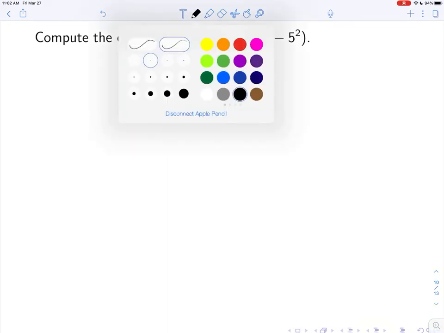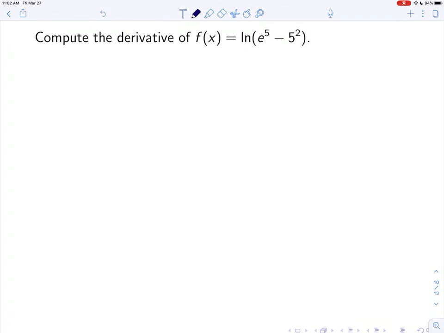Hopefully, you didn't say that f prime was 5 e to the 4th minus 5 over e to the 5th minus 5 squared. This is a trick problem. e to the 5th is a constant. This is constant. Ln of a constant is a constant, and so it follows that f prime of x is just 0.